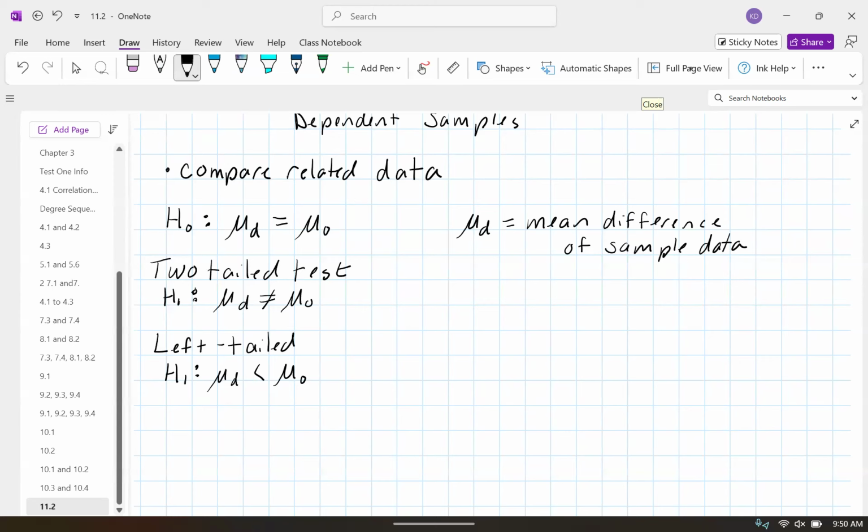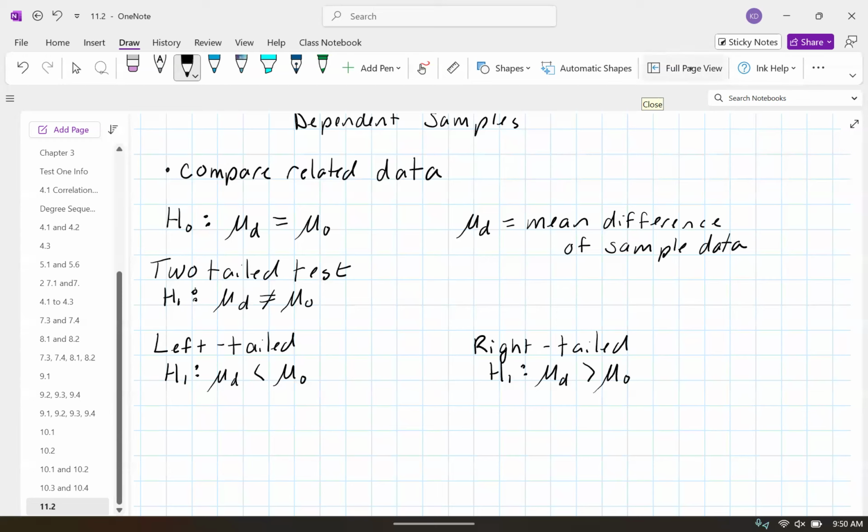Left-tailed test, we're saying our sample is going to be smaller than the population. So smaller than was previously stated. And then a right-tailed, let's go this way. Our mean difference is greater than our mean not.